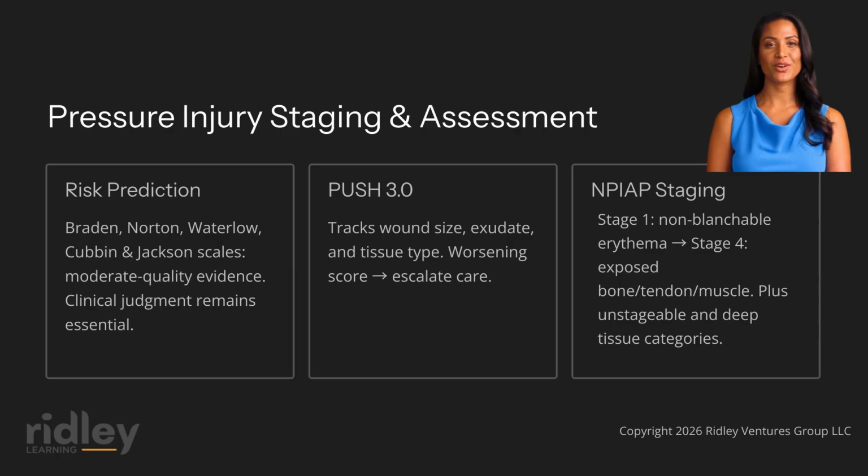The pressure ulcer scale for healing, known as PUSH version 3.0, serves a different purpose from risk prediction tools. It offers a validated measure for monitoring healing progress in existing pressure injuries. PUSH 3.0 evaluates 3 parameters: wound size, exudate amount, and tissue type, generating a composite score that quantifies wound status and enables serial tracking of healing trajectory.